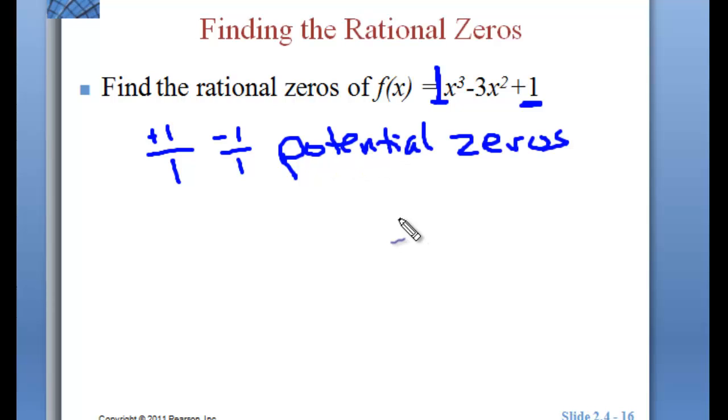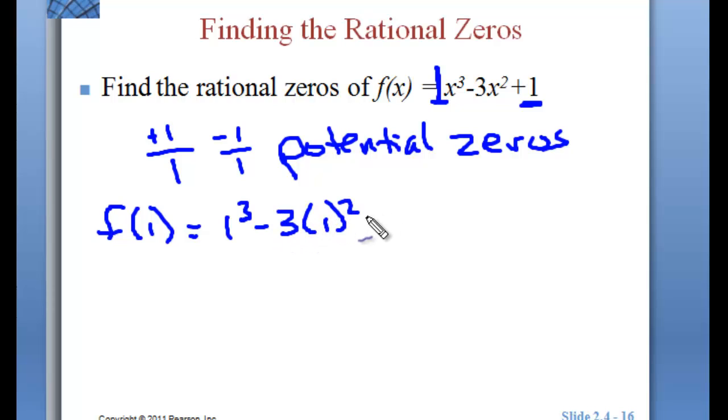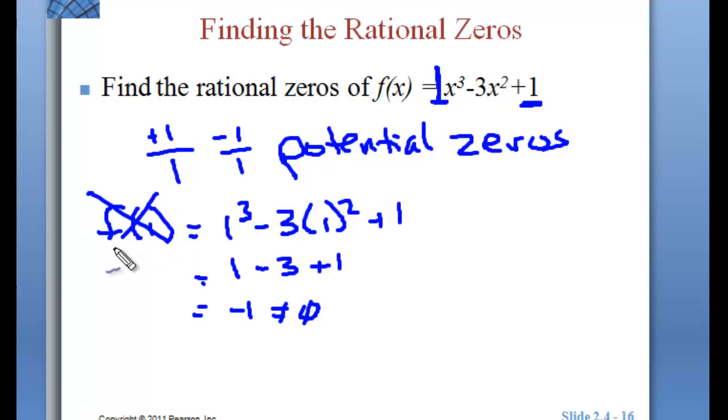Then we need to check and see if they are actually zeros. So let's put them in. If we take f of 1, we have 1 to the third minus 3 times 1 squared plus 1, which is 1 minus 3 plus 1. 1 minus 3 is negative 2, plus 1 is negative 1, which does not equal 0, so this is not a 0.